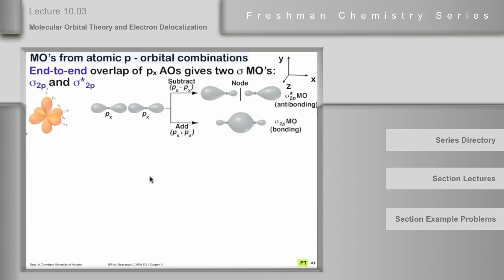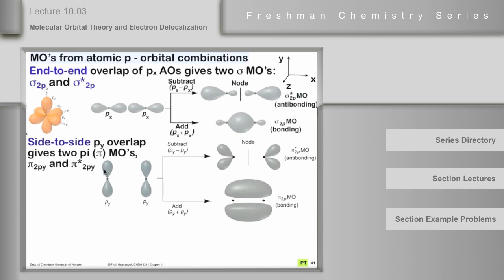Now what's left? Well, we've used up the px here, so we have the py and the pz, which are both perpendicular to the bond axis. So the bond axis forms sigma molecular orbitals. The p orbitals that are perpendicular to it will form pi molecular orbitals, just the way they did in the valence bond picture. Exactly the same. So side to side, py overlap, for example, gives two pi molecular orbitals, pi 2py and pi star 2py.